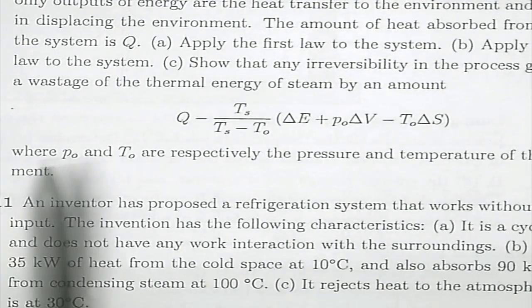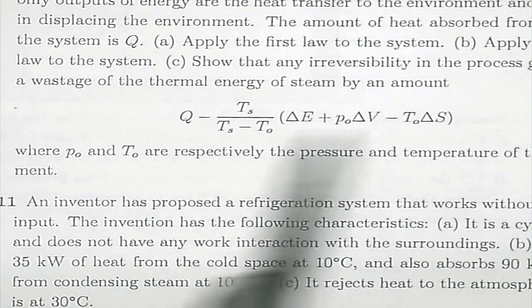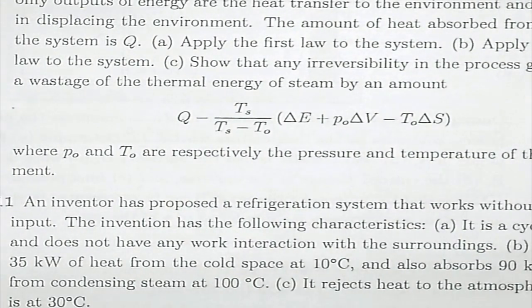And then the actual heat absorbed minus the Q min is the wastage of the thermal energy of steam. In a similar way, this is one way of looking at the combination of first and second law. But the standard way of looking at a combination of first and second law is to determine the maximum possible work which could have been extracted, subtract from that the actual work which is extracted, and that difference will always be positive and will be known as the lost work.